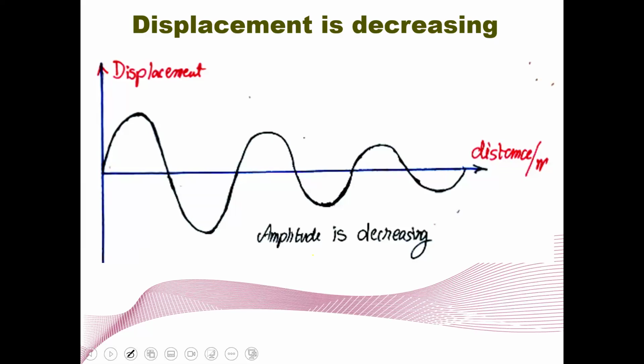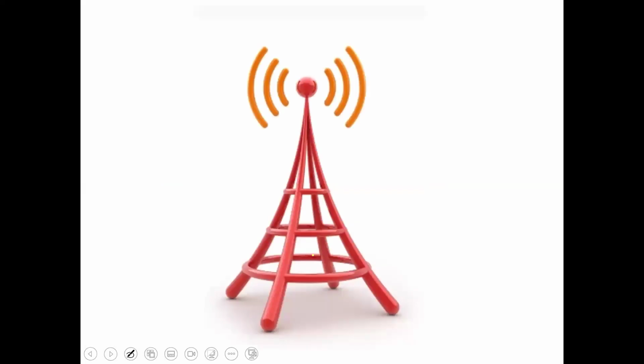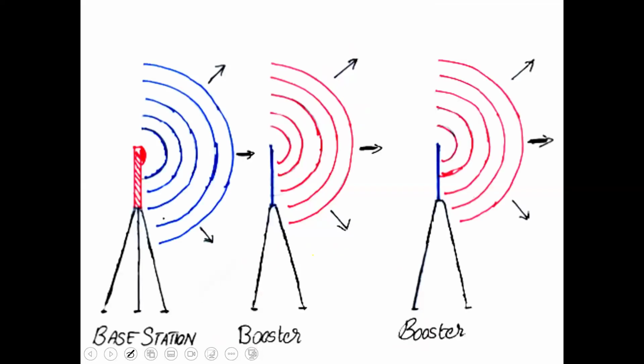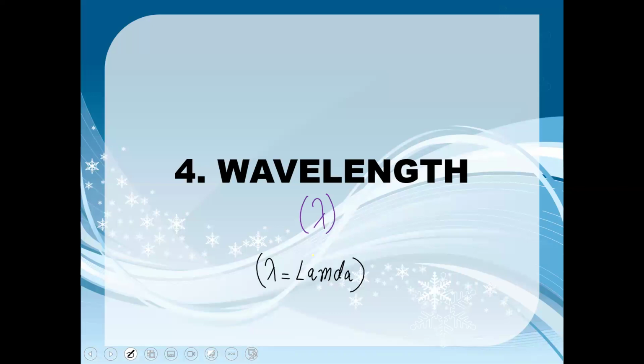When a signal is traveling, the amplitude of the signal gradually decreases. For example, mobile companies install towers back to back because the signal gets weaker and weaker because of this property. Now, number 4, wavelength, lambda. So give the heading, number 4.